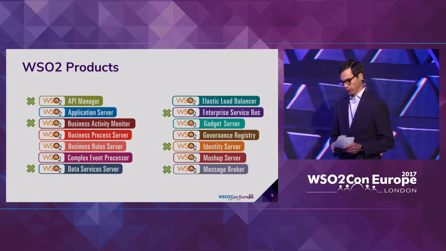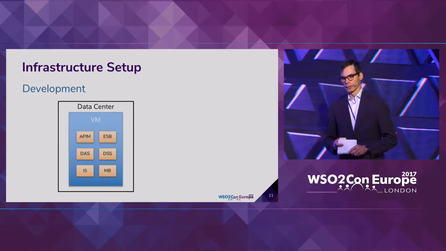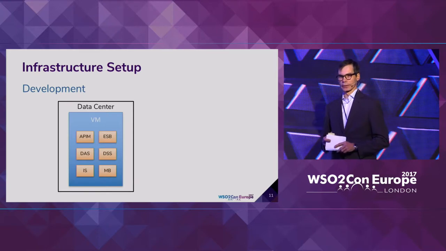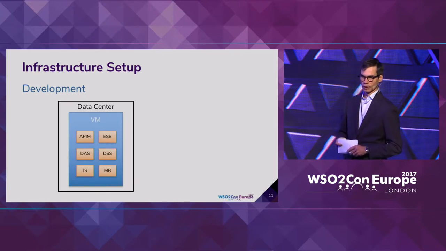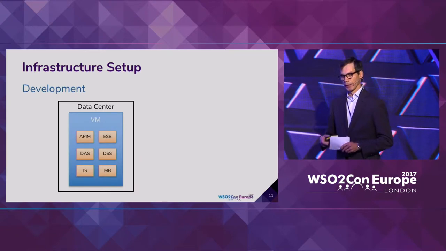These are the products. We have also more than one infrastructure set up. We have three ones. The simple one is everything on one box. So this is for development, so people can program against this setup. Then we have a second one.